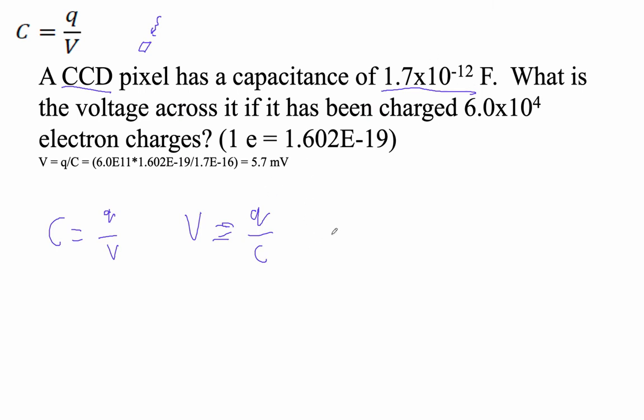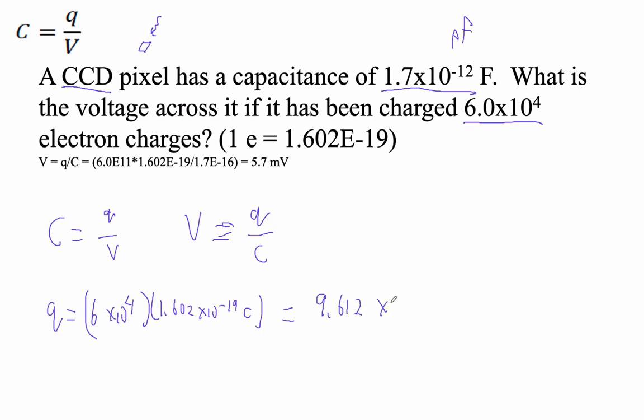Okay, our capacitance is 1.7 times 10 to the minus 12, which, by the way, is picofarads. And then it has 60,000 electron charges. So we have to figure out Q. Q is 6 times 10 to the 4th electron charges times 1.602 times 10 to the minus 19th coulombs per electron. So 6E4 times 1.602E minus 19. Our charge is 9.612 times 10 to the minus 15th coulombs.